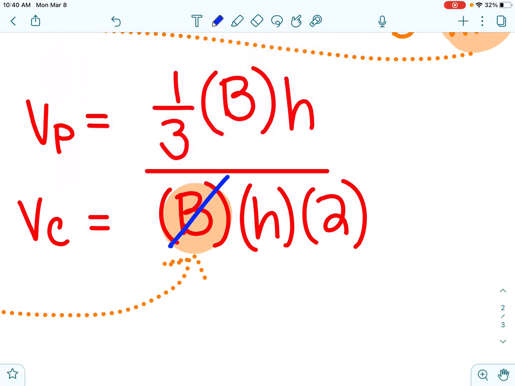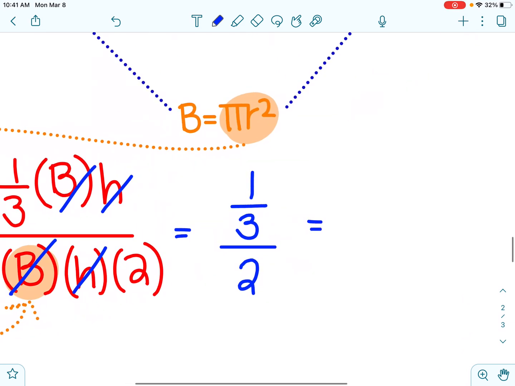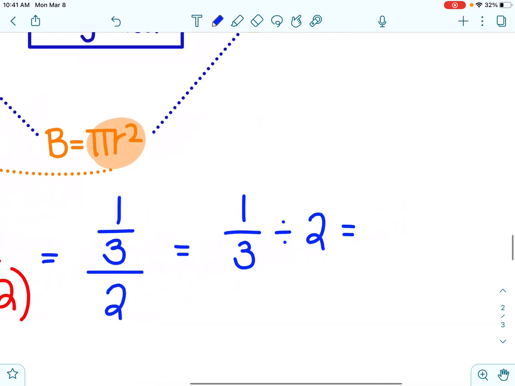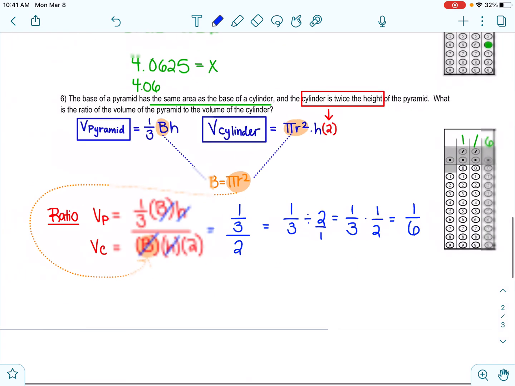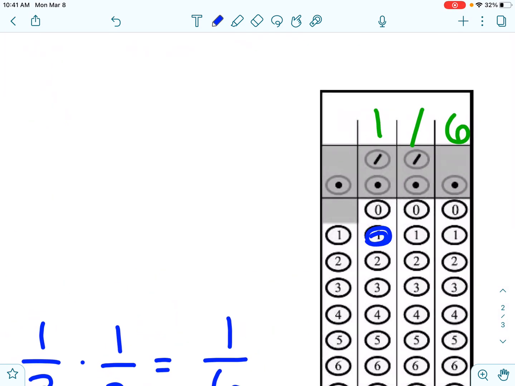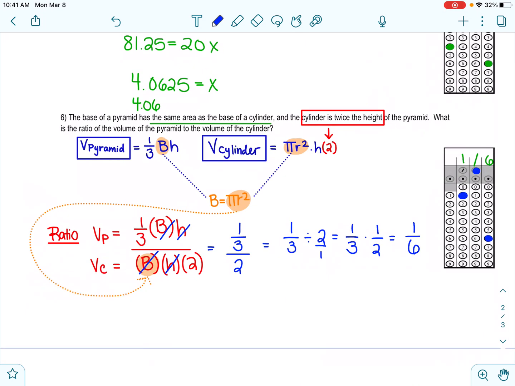So the b's will cancel, the h's will cancel, and I get 1/3 over 2. So that's 1/3 divided by 2. When I divide fractions, I multiply by the reciprocal. So 2 over 1 flips to 1 over 2, and I get 1/6, which is the answer. So that problem was a little crazy. It's one of those that you have to read a couple times and just do one thing at a time. If you didn't know how to start it, maybe just start by writing down the volumes and go from there.